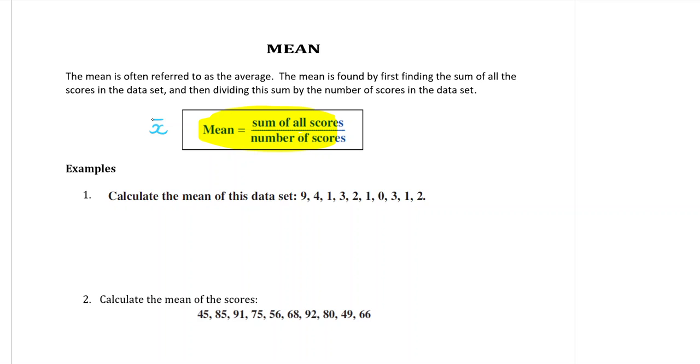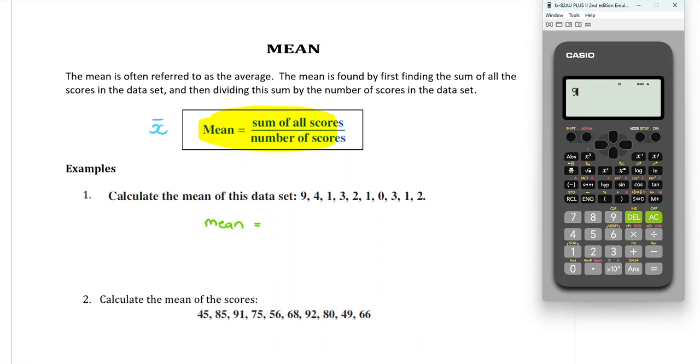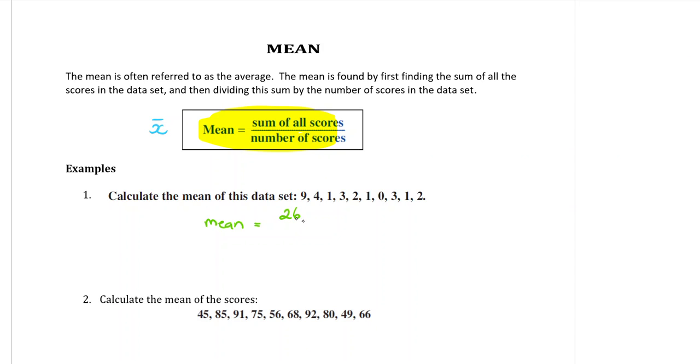Okay, so questions. Question number 1, calculate the mean of the data set. And you've got a whole bunch of numbers there. So we need calculators because the first thing you need to do is add all of those numbers up. So you type in 9 plus 4 plus 1 plus 3 plus 2 plus 1. Oh, you're too fast for me. Oh, I got 26 as well. Okay, so summing up all the scores, the top number is going to be a 26.